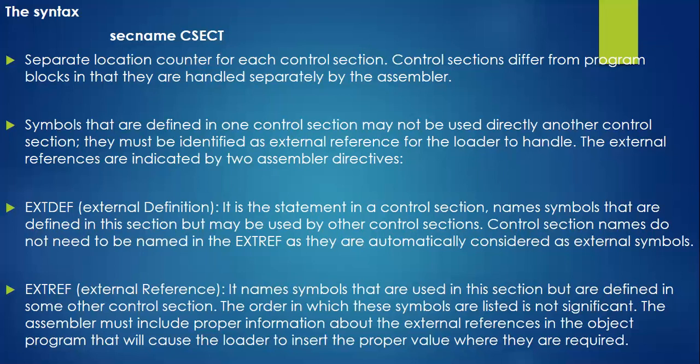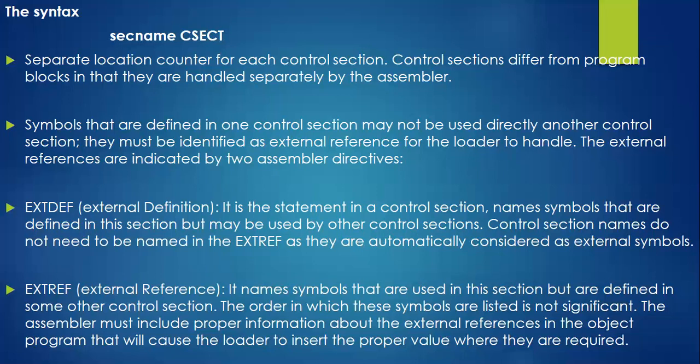That's it. It is the job of your linker, or your assembler, to find where exactly they are residing, on which control section they are residing, and to find the original address or original value of that particular operand. But we need to use these two directives to identify which are called a definition and which are called a reference. The order in which these symbols are listed is not significant. The assembler must include proper information about the external references in the object program that will cause the loader to insert the proper value where they are required.